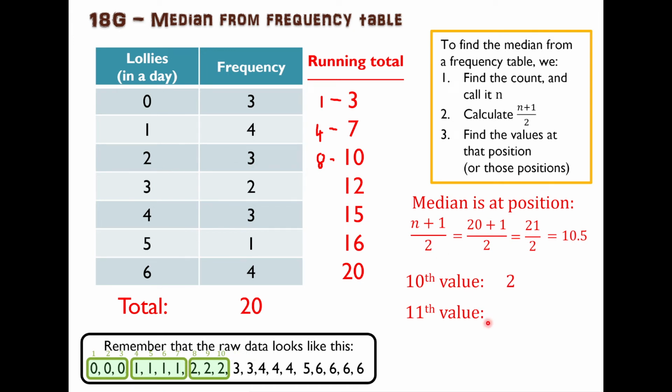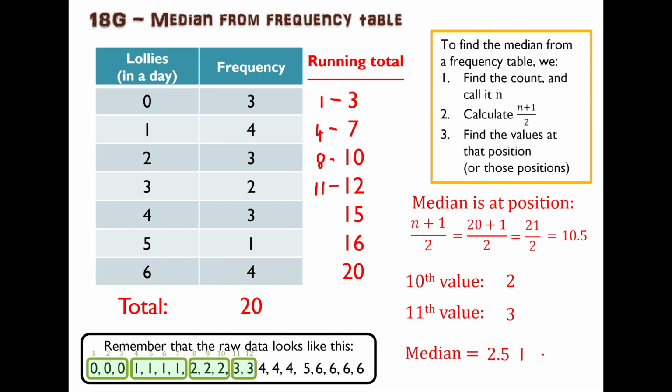Okay, let's keep going to find the 11th value. The 8th to 10th items are 2s. The 11th to 12th items are 3s. So the median, there are 2 medians here. It's easier when there's just one, but in this case there are 2. So to find the median, you look at what's halfway between 2 and 3. And halfway between 2 and 3 is 2.5.